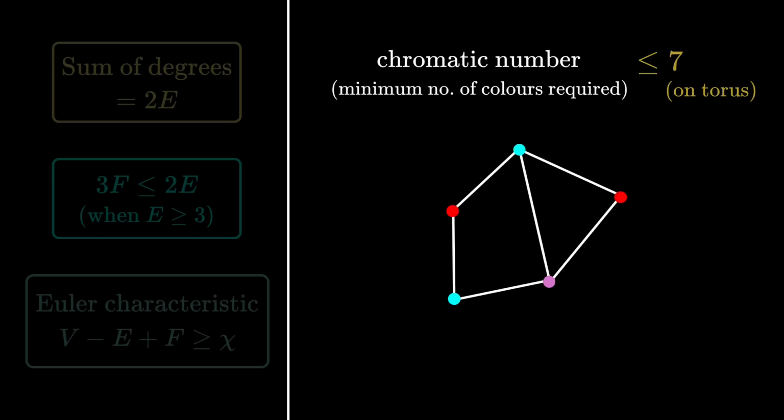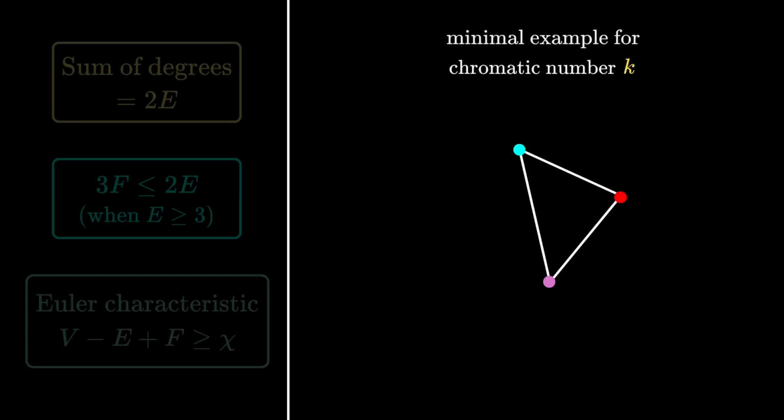Let's say that for a given graph, the chromatic number is k. Now remove vertices from the graph such that the chromatic number is still k, and stop when you can't. You end up at what I would call a minimal example for a graph with chromatic number k, in the sense that by construction, if we remove any vertex, the chromatic number is no longer k. What can we say about this minimal example?